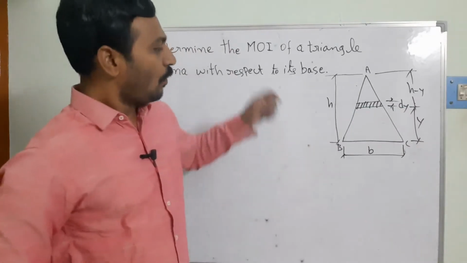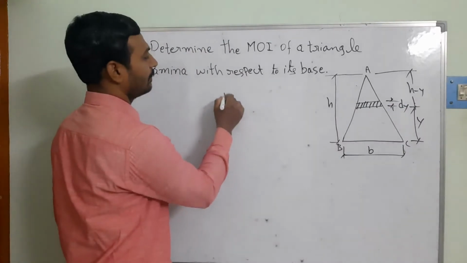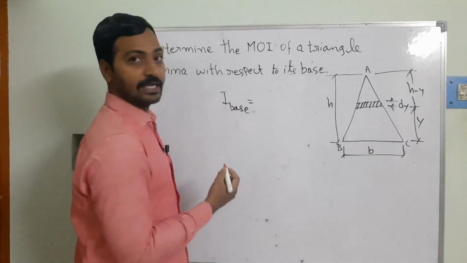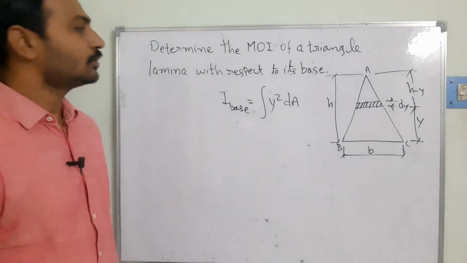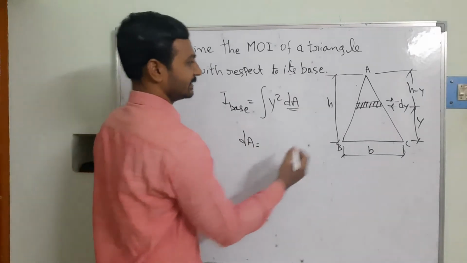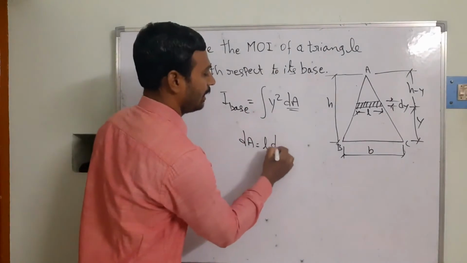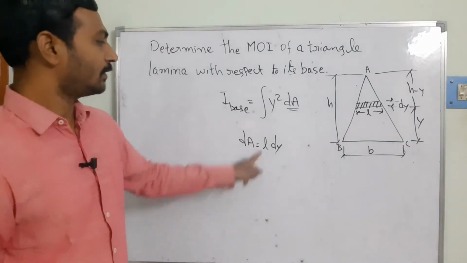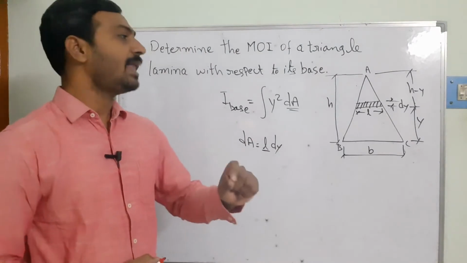We are going to calculate the moment of inertia for this elemental strip, so I take I base, or I xx dash also we can say. I base is equal to the integral of y square dA. In this case, I want to find out dA. dA is the elemental strip area, that is equal to the width, which I am considering as L, into dy. The width is L and the thickness is dy. So what is the value of L that we calculate from the similarity of triangles?